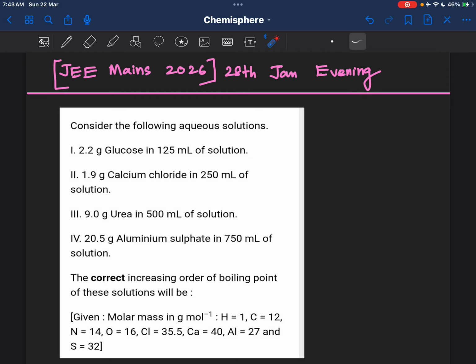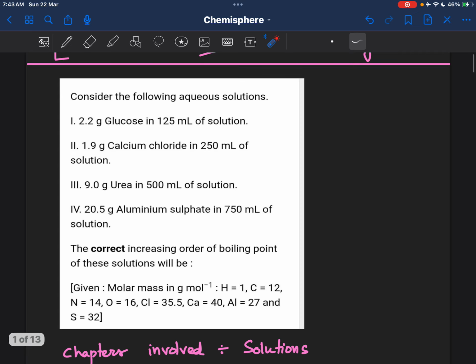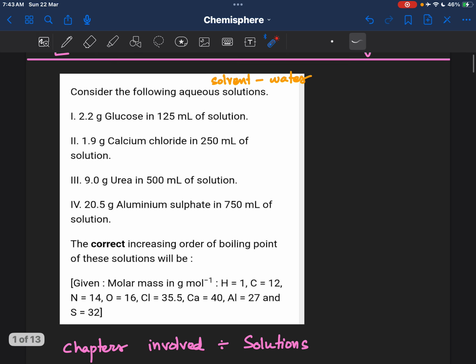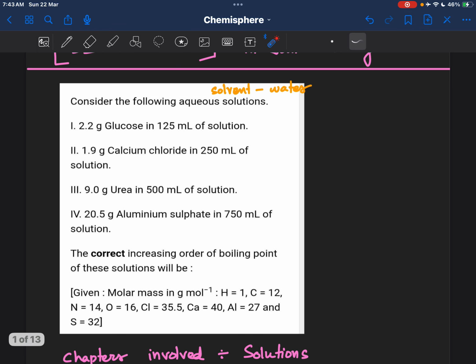Yeah, hello everyone. So this is a question from JEE Mains 2026, 28 Jan evening: consider the following aqueous solutions. Okay, so an important detail for us is that the solvent is water. I mean, this is a question that involves solutions, so it's important to know what is the solute and what is the solvent. So that's why I have written it down.